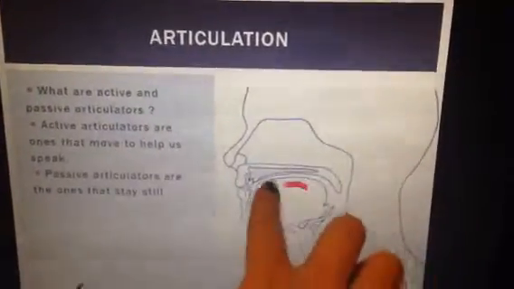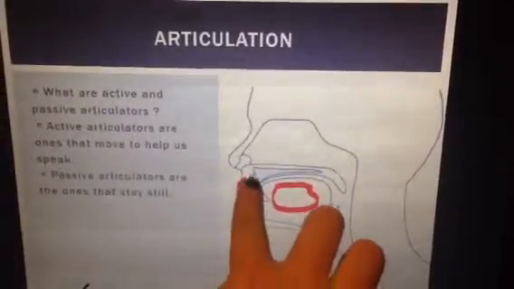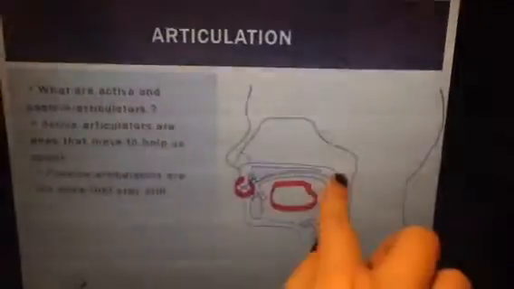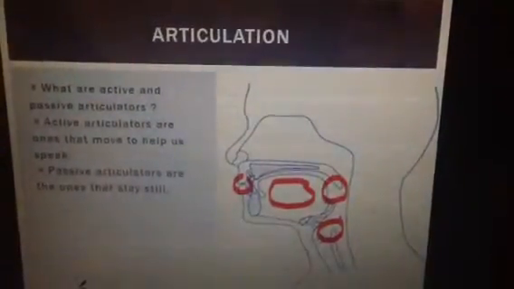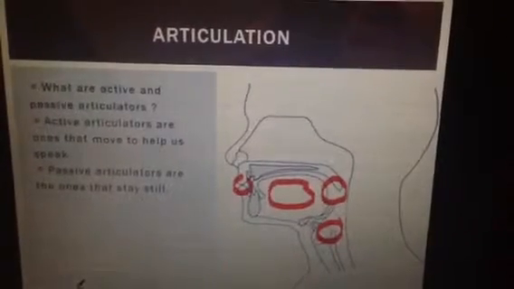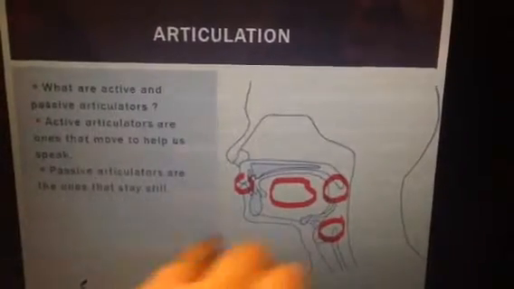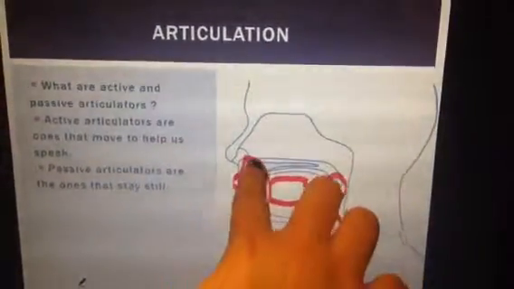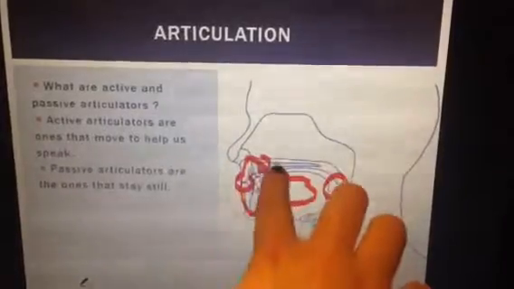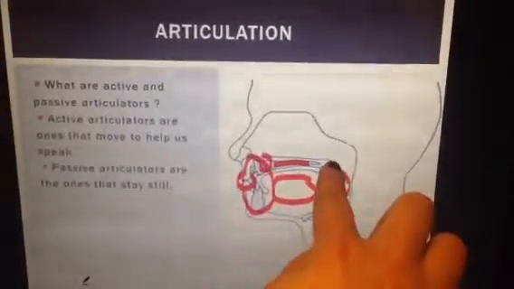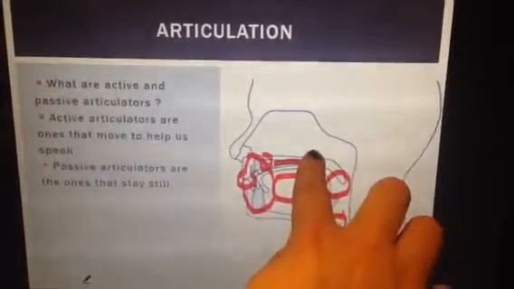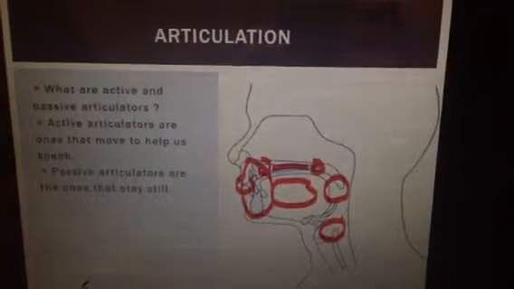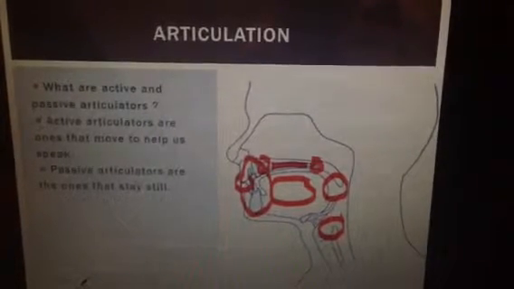So we have the tongue and the lips, the glottis and the uvula. We then have the passive articulators, which are the upper and lower teeth, the alveolar ridge, the hard palate and the velum, which is the soft bit of the back of the hard palate. All of these articulators make sound by the way the tongue is positioned on them.